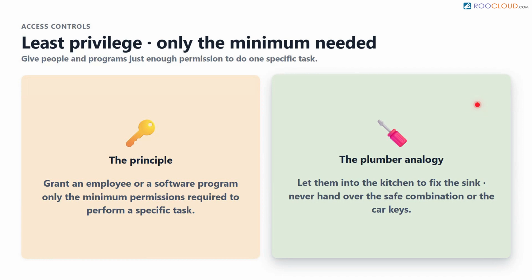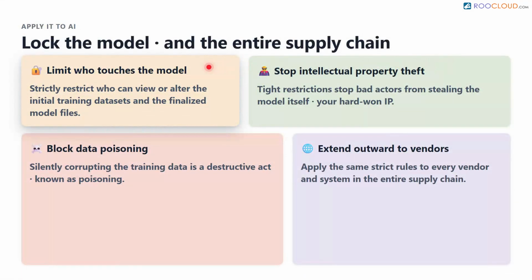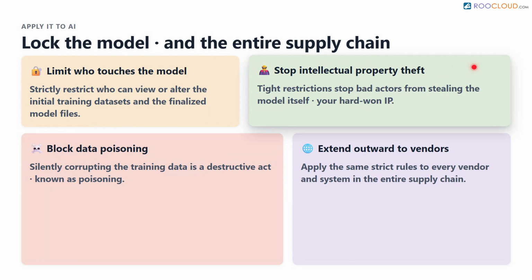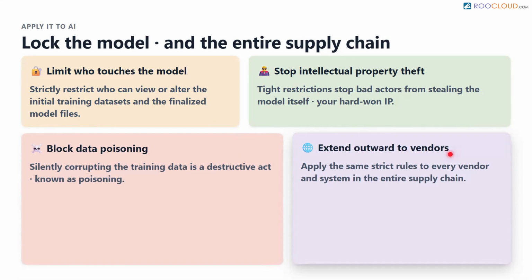In our context, we must strictly limit who can view or alter the initial training data sets and the finalized model files. This tight restriction stops bad actors from stealing the intellectual property or silently corrupting the data, a destructive act known as poisoning. Crucially, you must expand these strict access rules outward to cover every single vendor and system involved in the entire supply chain.